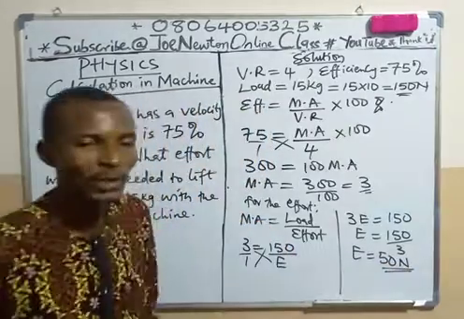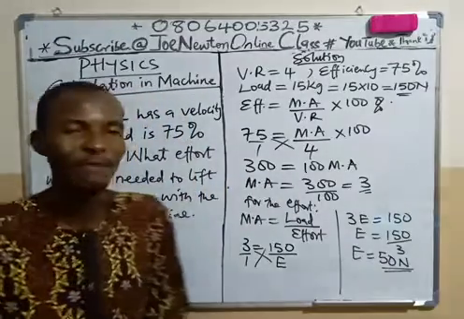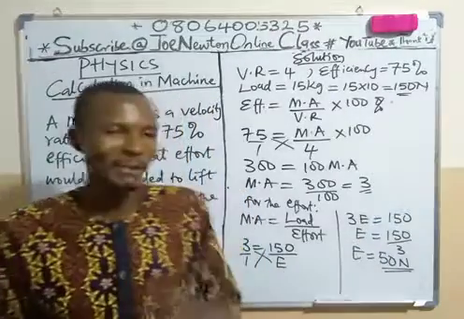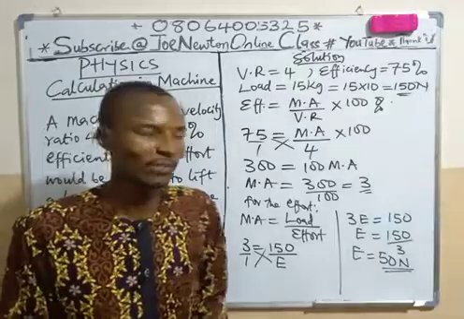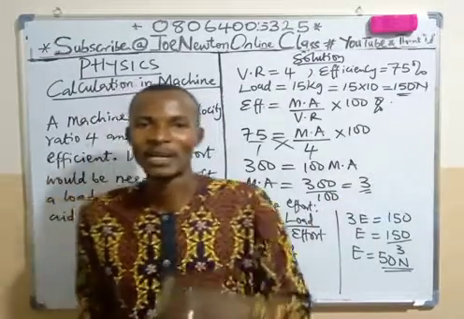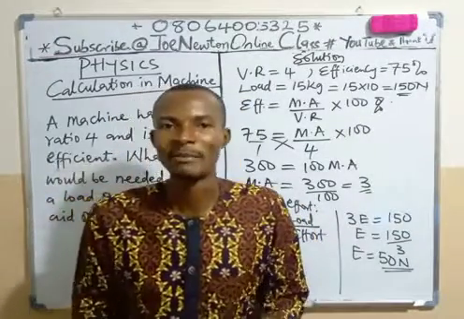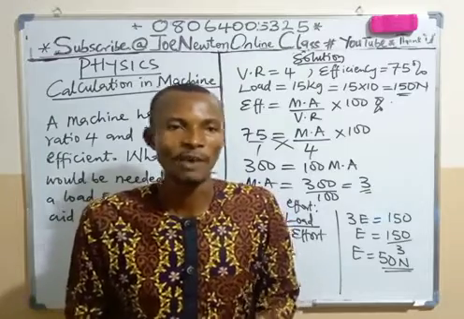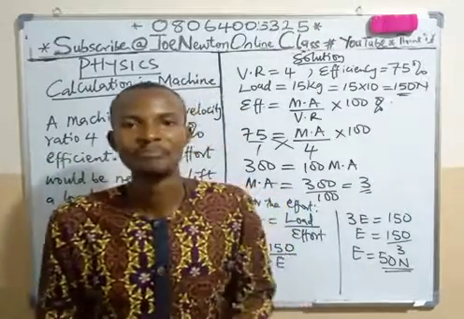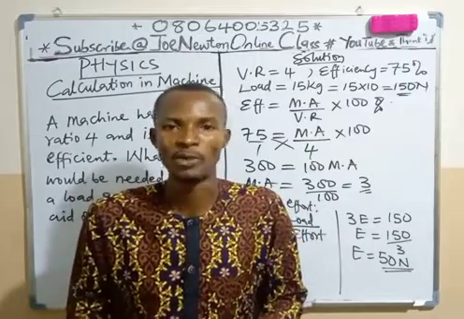So the effort required to lift this load using this machine with 75% efficiency and a velocity ratio of 4 is 50 Newton. While the mechanical advantage as we obtained in the process is 3. Thank you so much for paying attention to this particular class. I hope you understand the solution method or the process. With this, you can tackle any similar problem involving machines under mechanical advantage, efficiency, and the velocity ratio. Even work output and work input like we discussed before.